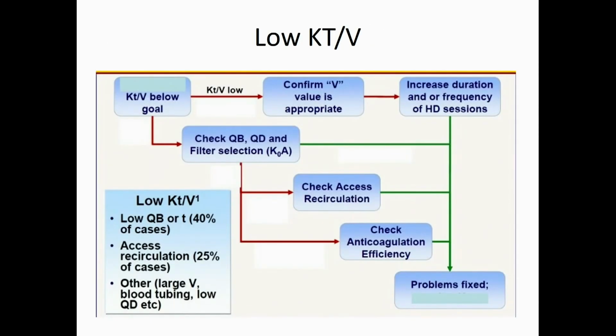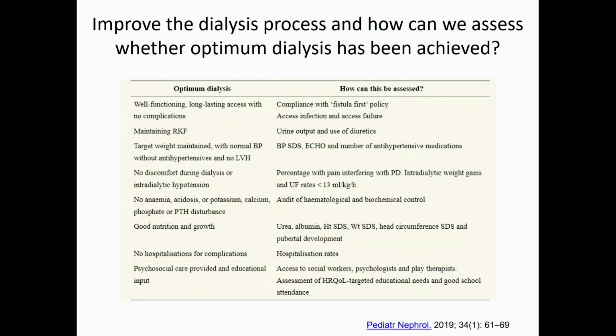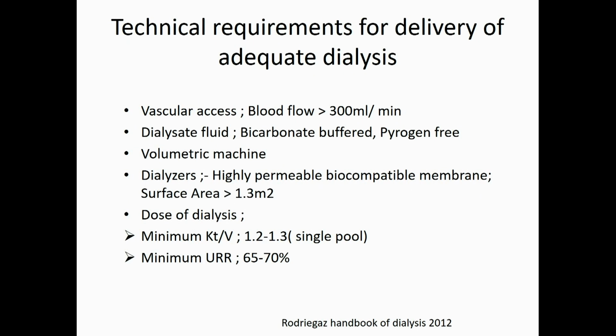So if the Kt/V is low, then you need to achieve the volume and check the blood flow, vascular access, and coagulation efficiency. These are all the adequacy parameters, which I won't go into in detail because of time constraints. You have to have a well-functioning, long-lasting fistula, preserved residual renal function, and reduced hospitalization and complications. For that, you need a good functioning fistula, the dialysate and bicarbonate buffer system, and the dose of dialysis should be around 1.2 to 1.3, which is only a part, and the surface area of the dialyzer should be good.